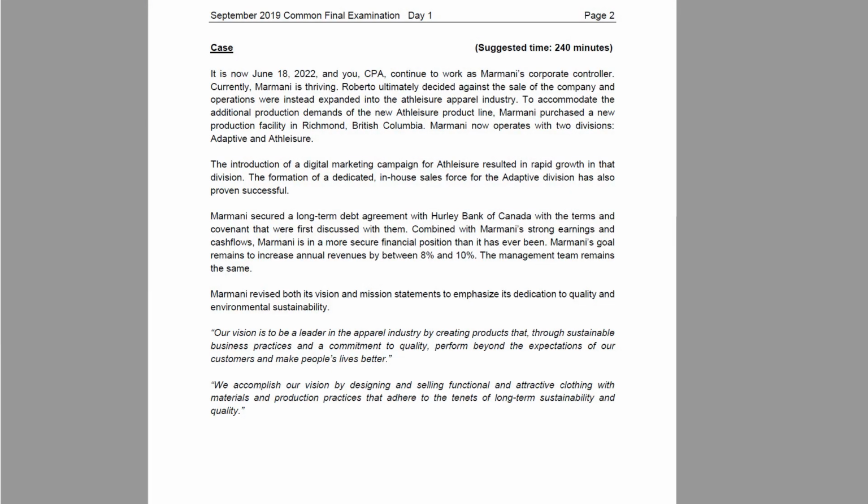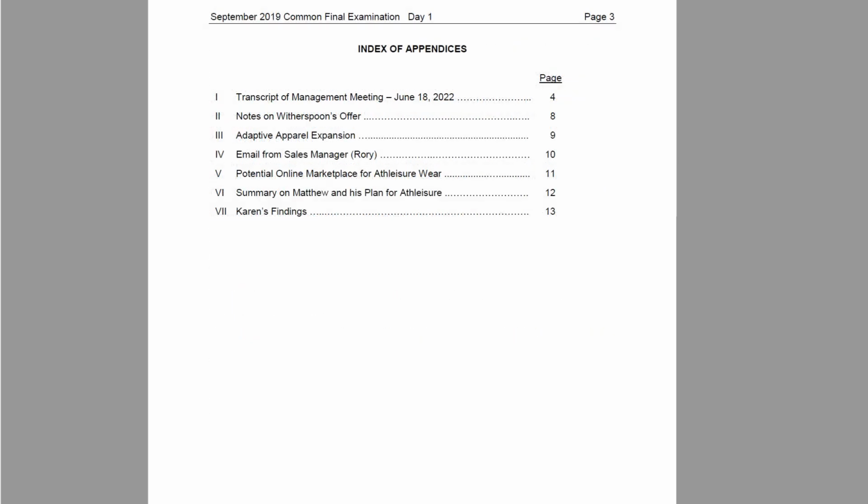Alright, let's look at an example day 1 case. It's about 12 to 13 pages long. As you can see, it shows the time limit in minutes. It's always in minutes. It starts off with an introduction, then index of appendices, then appendix 1, 2, and so on. In the coming lesson, we'll see a detailed breakdown of each component of the day 1 case.